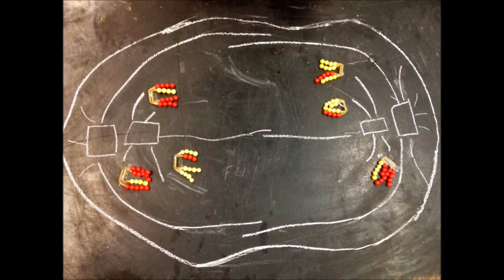Here we have anaphase 1. The homologous pairs split apart and start to drag to the opposite sides of the cell.